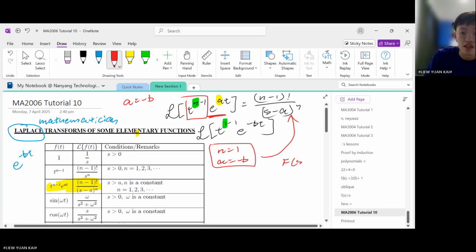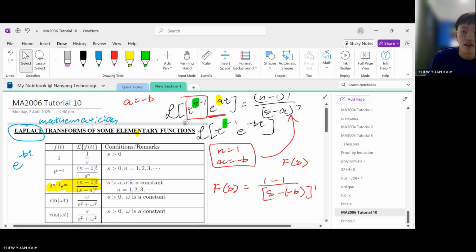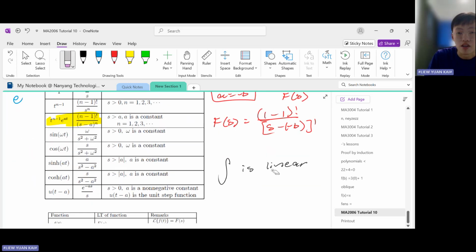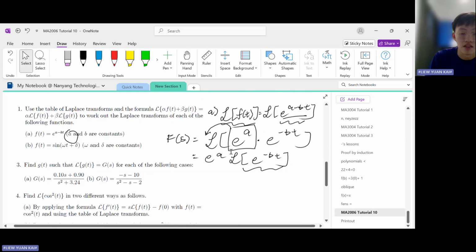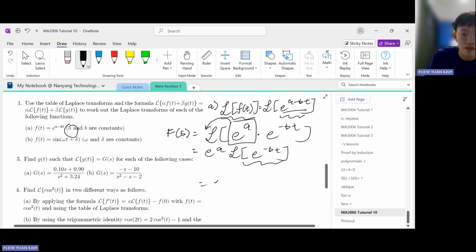here to obtain our f of s. So f of s is equal to (1 minus 1)! over s minus minus b to the power of 1. And don't forget the factorial here. At the top is 0 factorial, and 0 factorial is just 1. Then at the bottom, we have s plus b. So this is our function. I mean, our time domain function. So at the end of the day, this will become a times 1 over s plus b. Okay, so this is our answer.